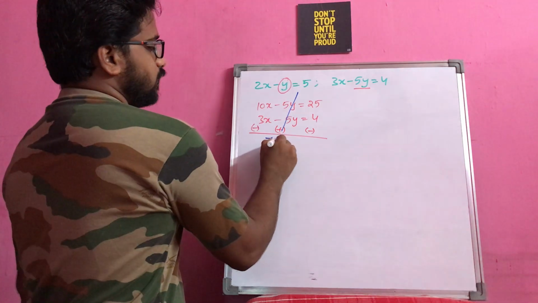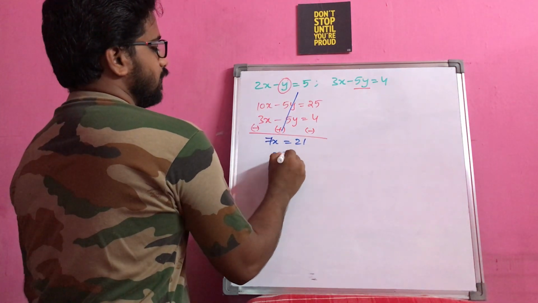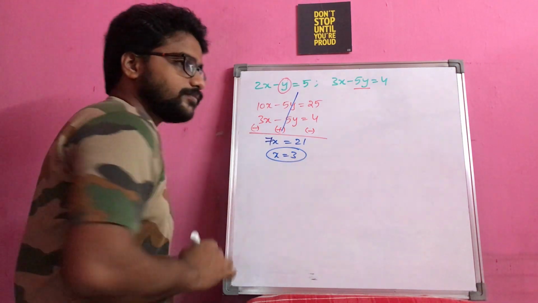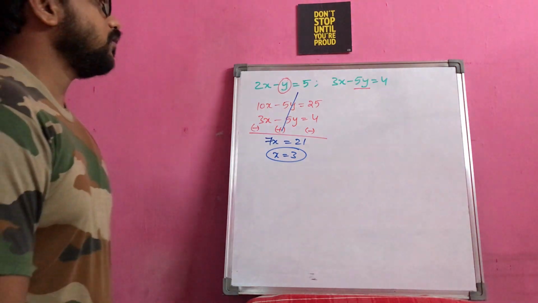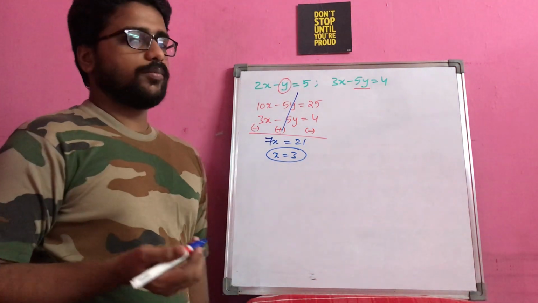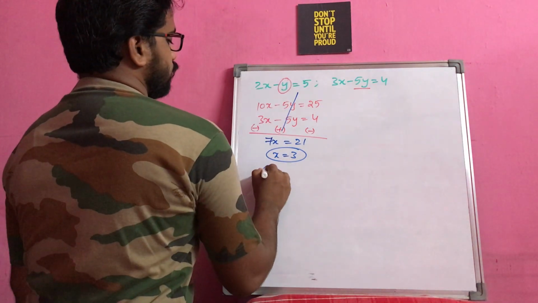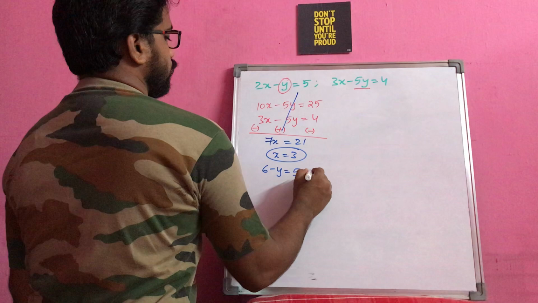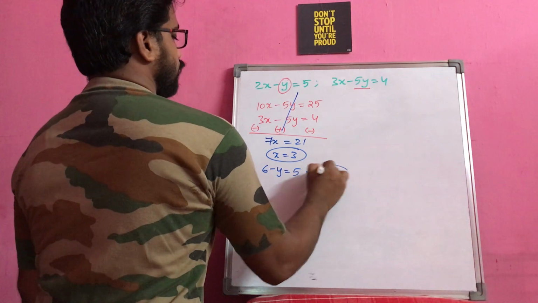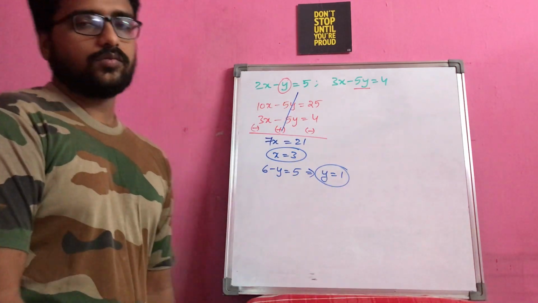So this is 7x is equal to 21, x is equal to 3. So x is equal to 3 you got. Next, how to find y? Obviously by substituting in any of these two equations. So I will substitute in the first one. 6 minus y is equal to 5. So you will be getting y is equal to 1.